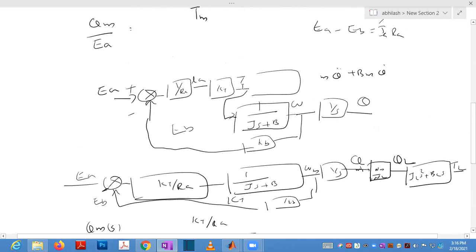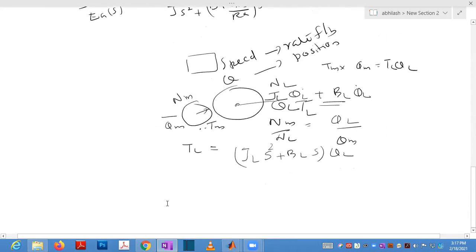Here is the torque developed. You have to convert these things to the motor side. So the TL conversion to the motor side will again be multiplied by Nm by Nl, because it is the total developed torque. So you have to use one more block here, which will subtract this TL. So the entire block diagram will look like this.